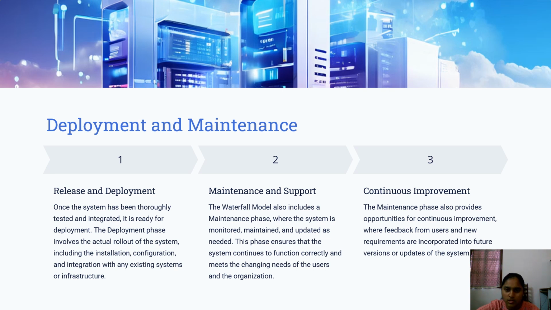The waterfall model also includes a maintenance phase where the system is monitored, maintained, and updated as needed. This phase ensures that the system continues to function correctly and meets the changing needs of the users and the organization. Continuous improvement. The maintenance phase also provides opportunities for continuous improvement.